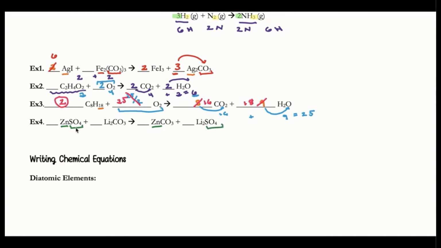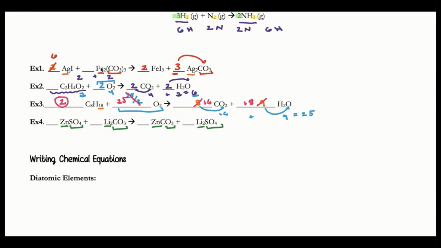I've got one sulfate on my reactant side, one sulfate on my product side. Lithium, I've got 2 lithiums on my reactant side, 2 lithiums on my product side. Carbonate, I've got 1 carbonate on my reactant side, 1 carbonate on my product side. So I'm actually already balanced.